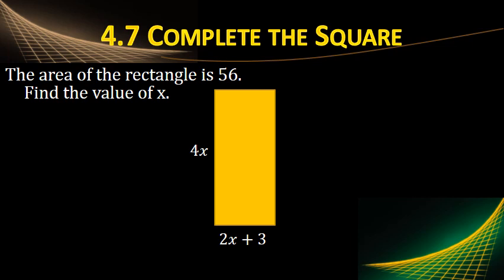The area of this rectangle is 56. Find the value of x. Since it's a rectangle, area is length times width. Our length is 4x and the width is 2x plus 3. The area is 56. Multiply, so we're going to distribute. 4x times 2x is the 8x squared. 4x times 3 is 12x.